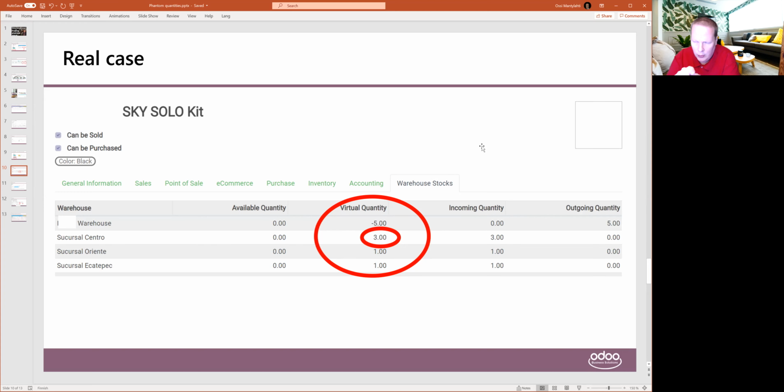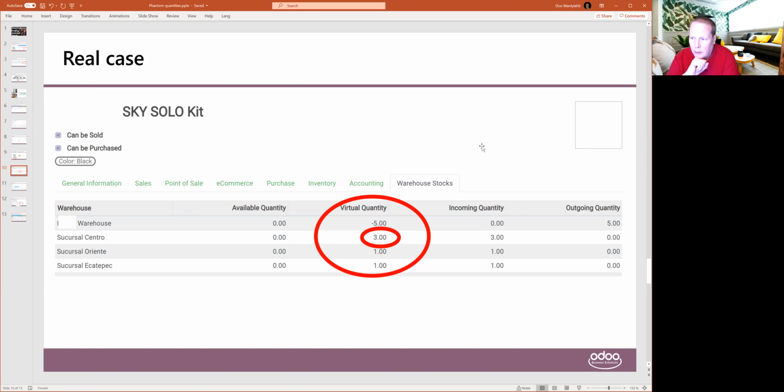available quantity 0, then all the warehouses are showing 0, but we are seeing 3 in the Sucursal Centro where this product is. So we can see that there is an incoming quantity on the right-hand side of this 3, which is showing 3. And that is, ladies and gentlemen, why this is available to be bought, even though the product on hand is showing 0.